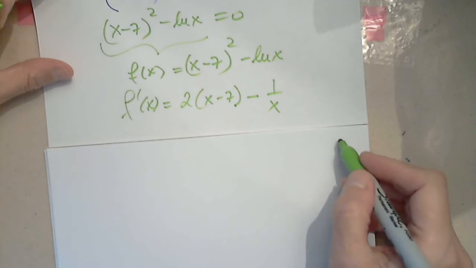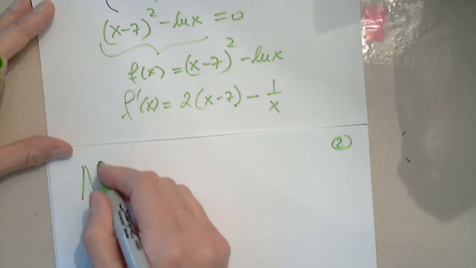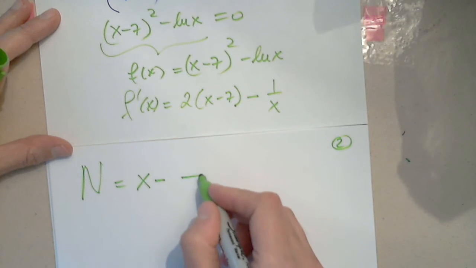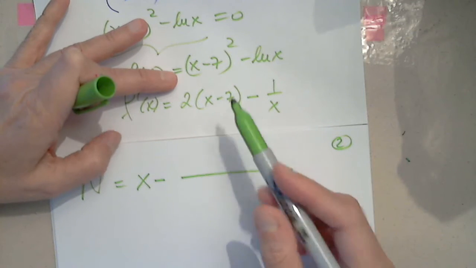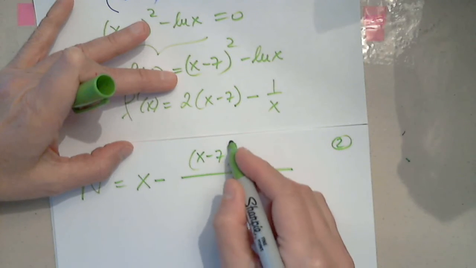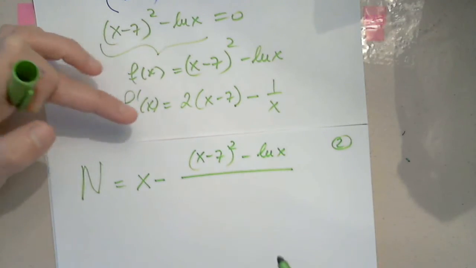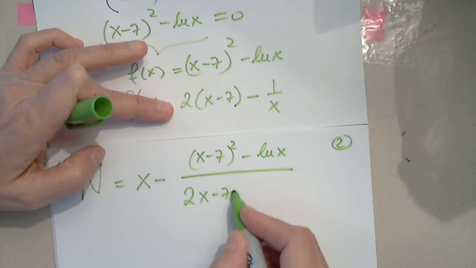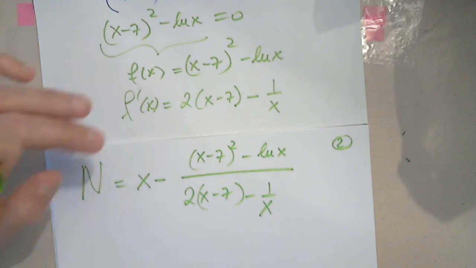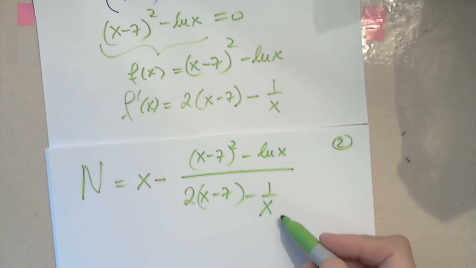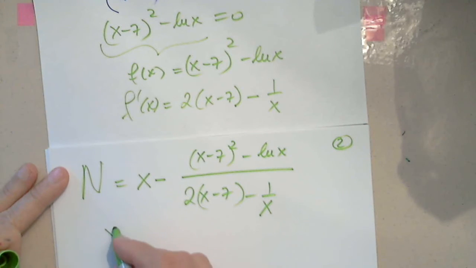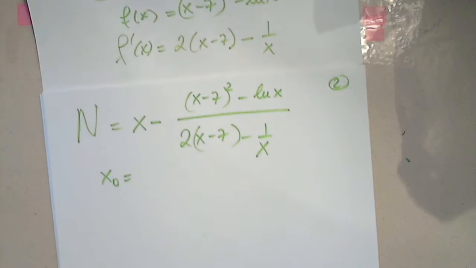And we will put this in the graphing calculator, but Newton's method will be x minus. The numerator has to be the function, (x minus 7) squared minus natural log x, and the denominator must be 2(x minus 7) minus 1 over x. Careful, because this is not defined at 0. I cannot start with x0 being 0.